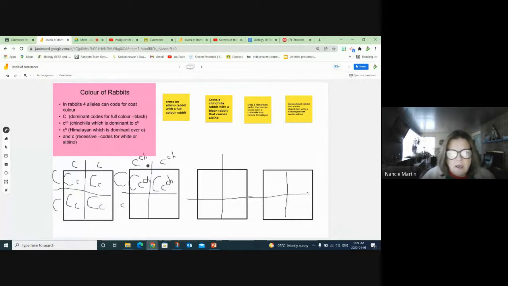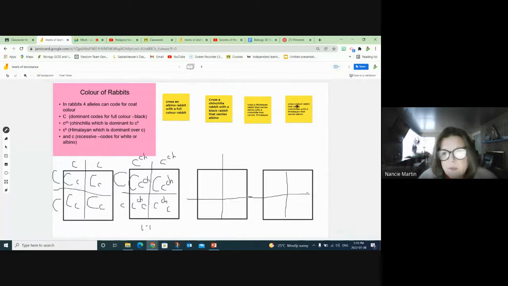Down here, I have a chinchilla with an albino. So in this case, the chinchilla is going to dominate the albino, and we're going to have chinchilla rabbits. And this is not going to be any different here. So here, I'm going to get a 1-to-1 ratio between black rabbits and chinchilla rabbits. 50-50, 1-to-1, 50%, 50%, however you want to say that, whatever the question asks you for.